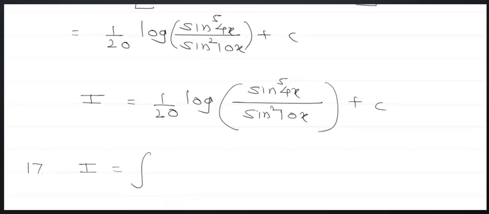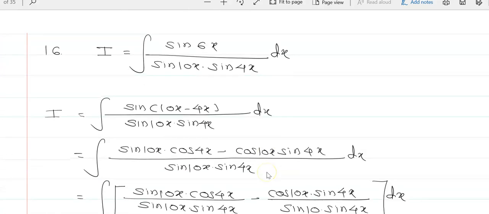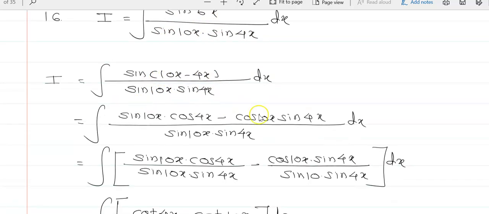Now again, you see this here, problem number 16, the integral of sin of 6x upon sin of 10x into sin of 4x. Sin of 6x can be written as sin of 10x minus 4x. Separate this.